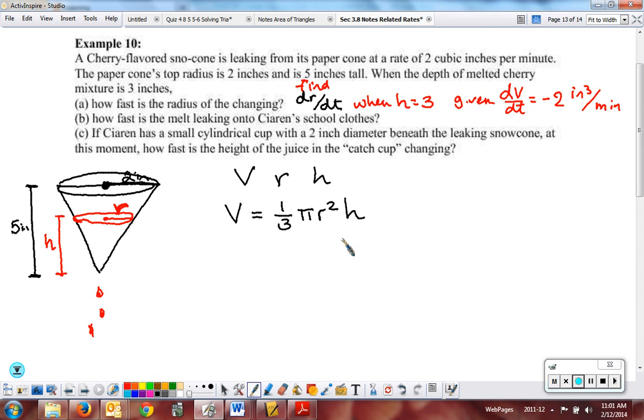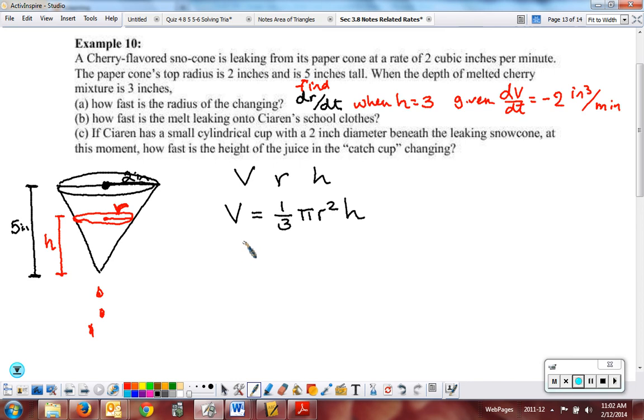You can't put an instant in until after you get the related rates formula. That is only the height of that instant. Because if I were to take the derivative of this, and this is why, this is a classic mistake.